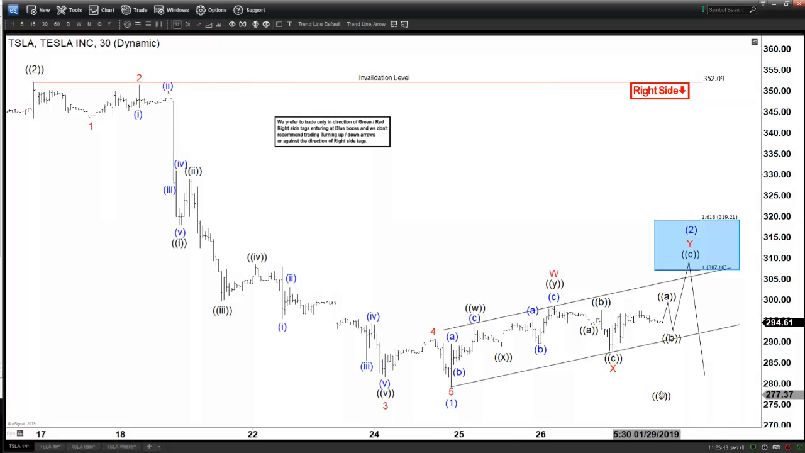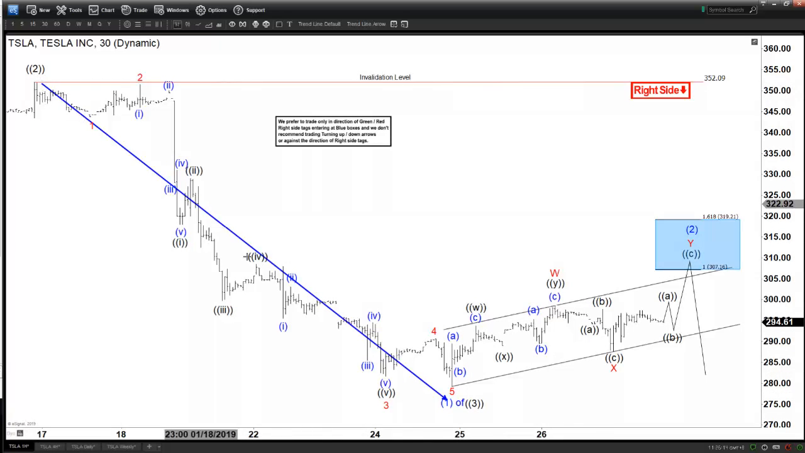Of course, the sub-waves of wave 3 also have to be in another 5 waves, and we got this wave 1 ending here, and now we're doing a wave 2 correction to the upside to correct this entire decline. So this decline, as you can see, is labeled as a wave 1 of 3, right?